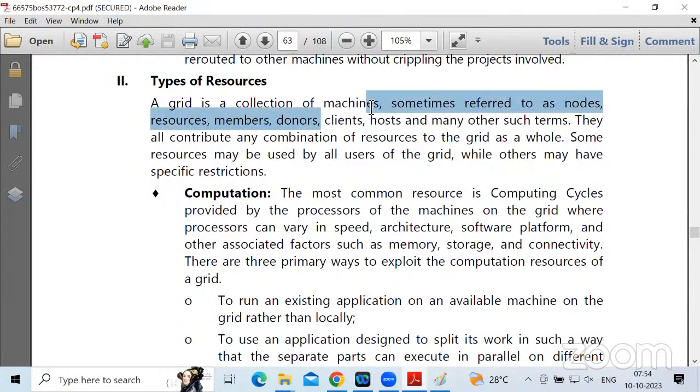So grid is a collection of machines, sometimes referred to as nodes, resources, members, donors, clients, host, and any other such terms. So I repeat, node, resources, members. Members means persons. Donors, donors means one who is granting. Clients, one who is receiving. And host, the centralized person.